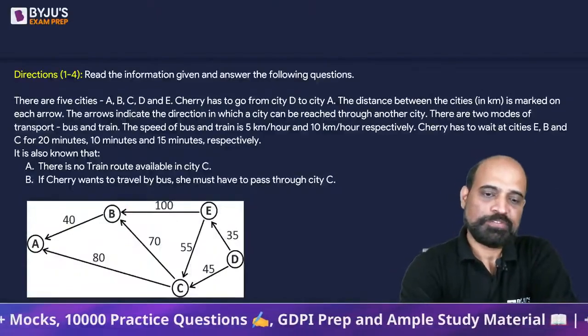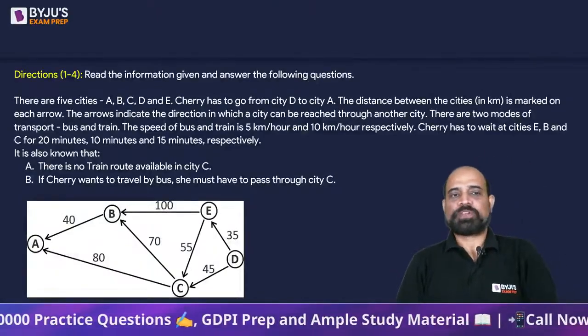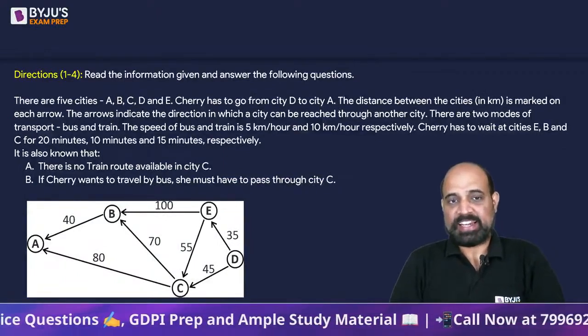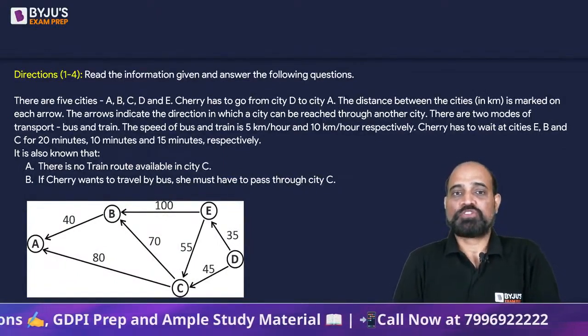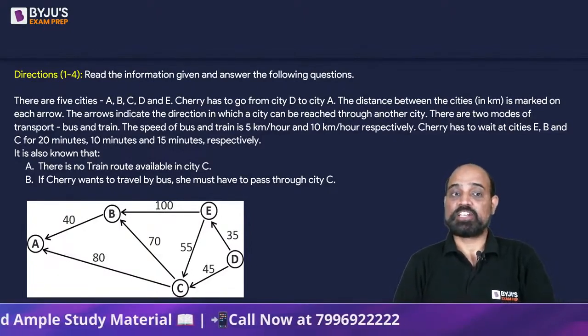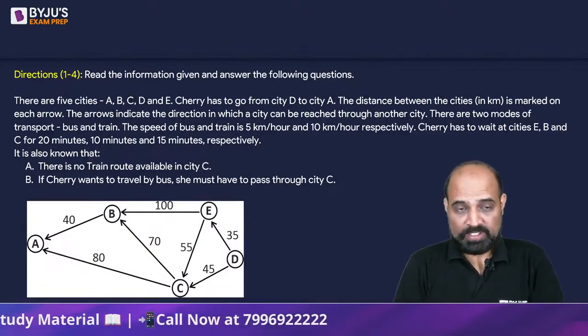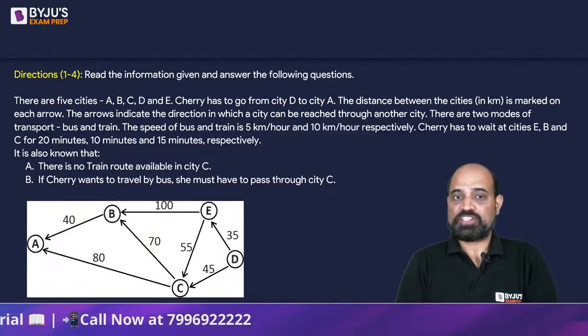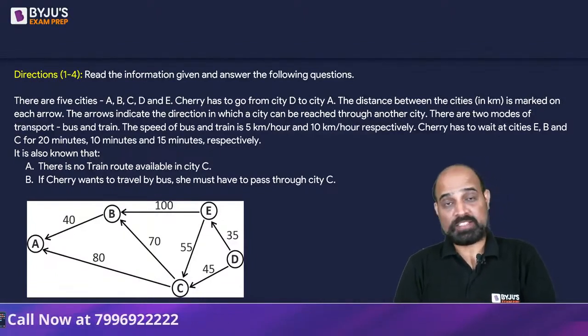With our first set for today. So there are 5 cities A, B, C, D and E. Cherry has to go from city D to city A. The distance between the cities in kilometers is marked on each arrow. The arrows indicate the direction in which a city can be reached through another city.